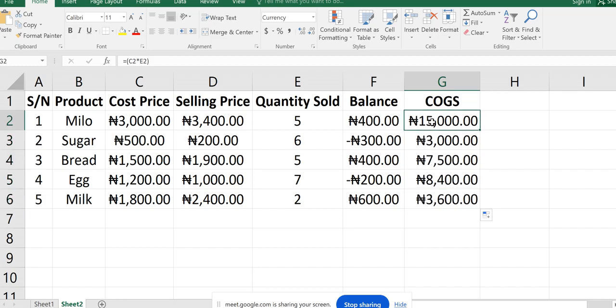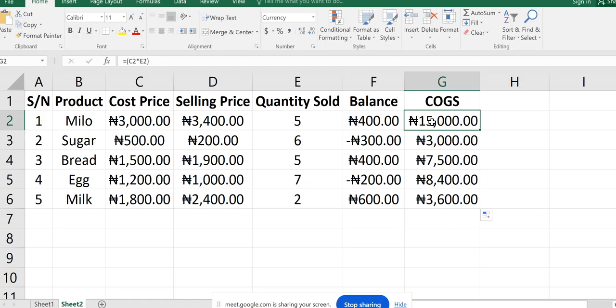Is that clear? Yes. Good. So Ibidun, is it clear? No. Okay, which part? I don't get how it has to be cost price times quantity sold.